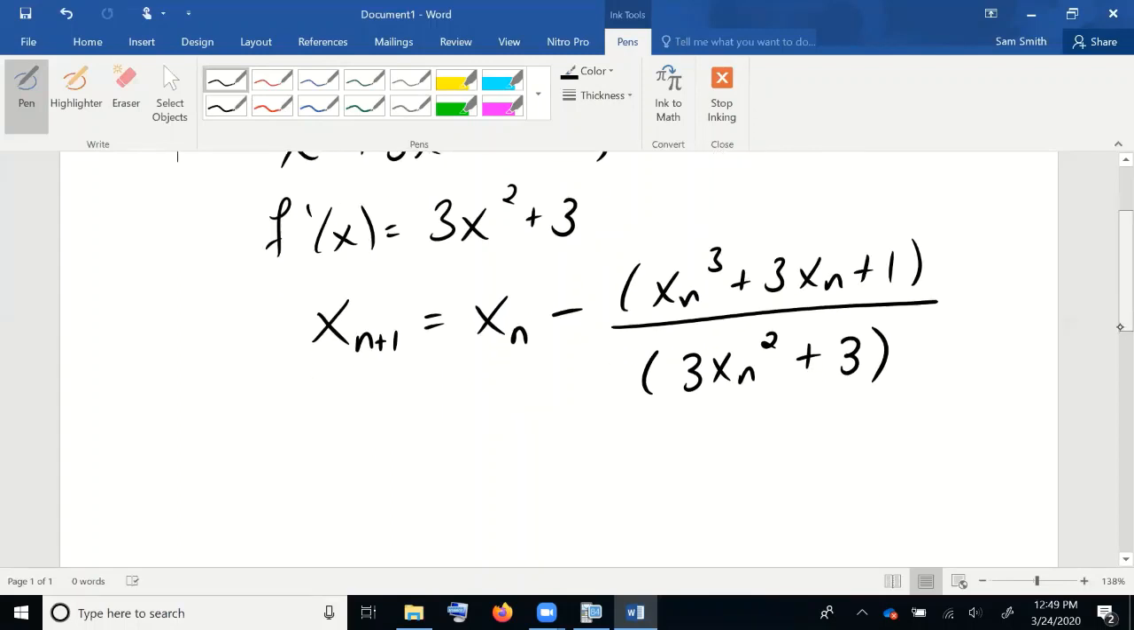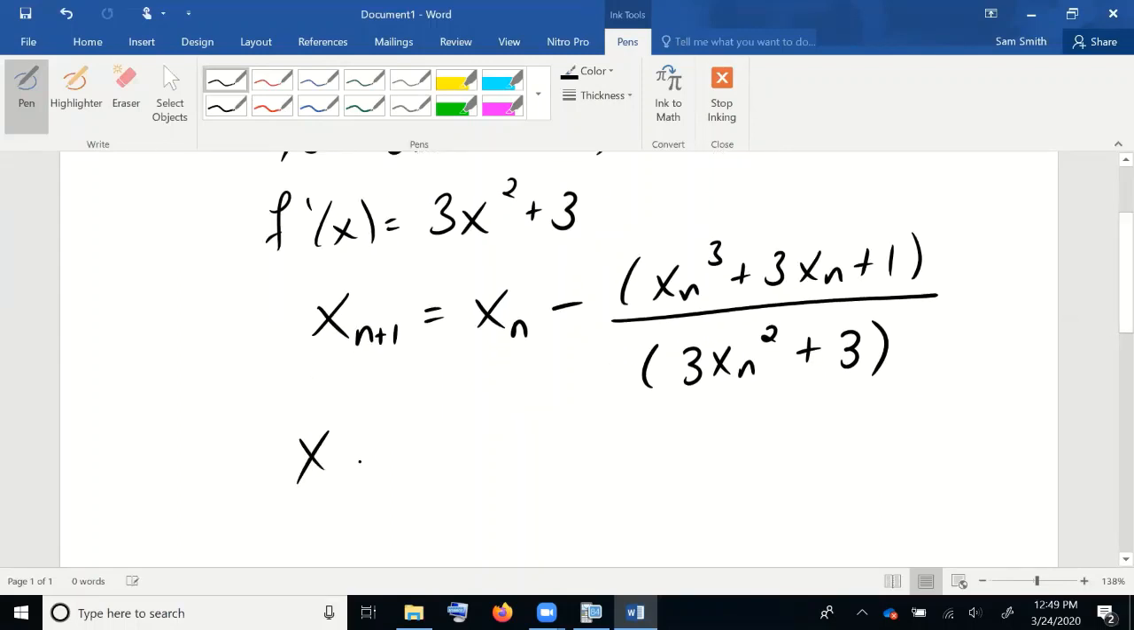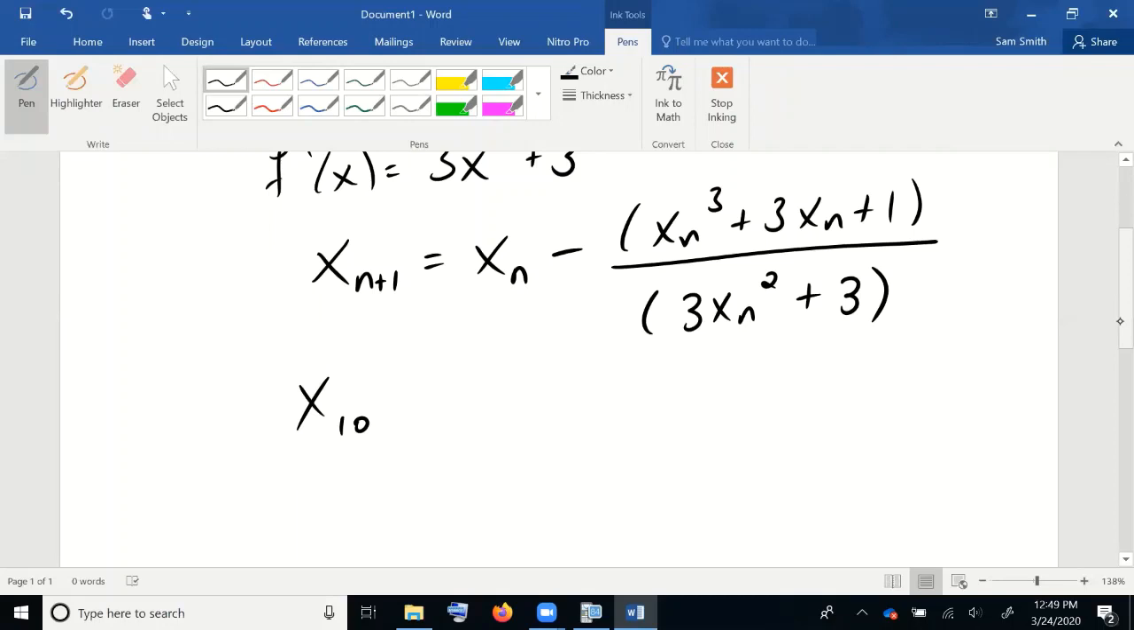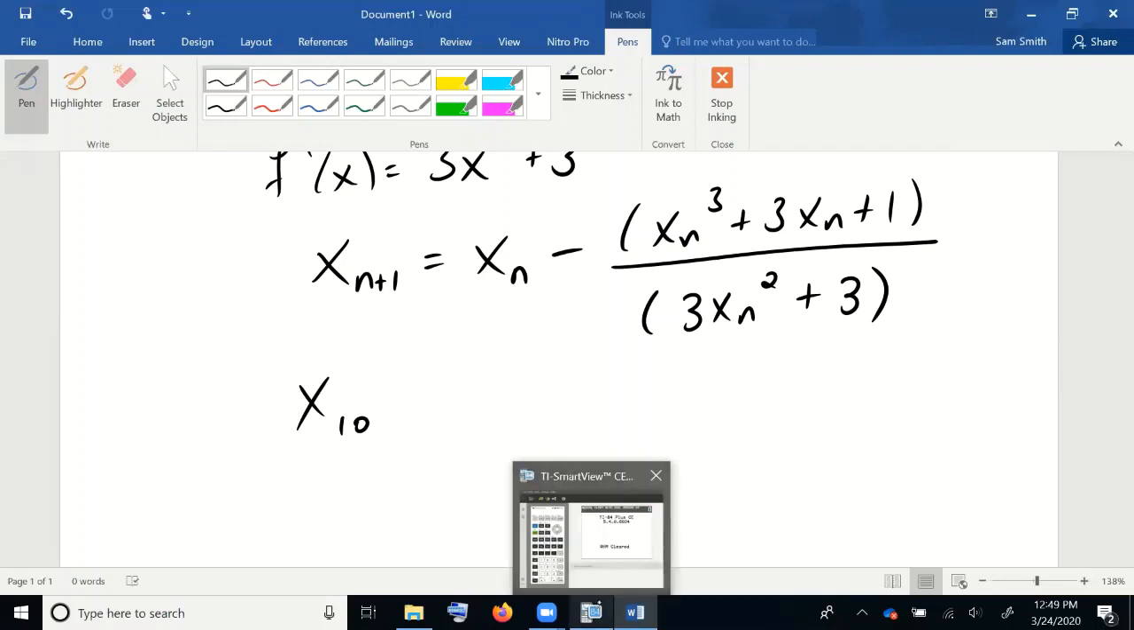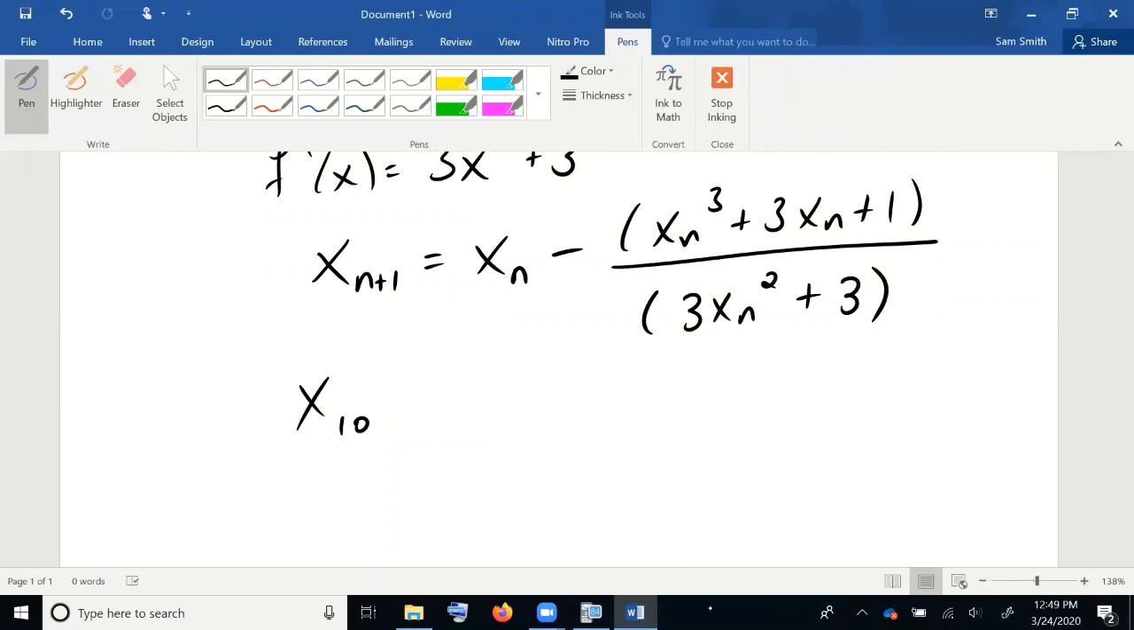Now, in theory, if you wanted to get, for example, x sub 10, you would have to run this calculation a total of 10 times. And even then, you may still be relatively far away from the actual solution. So let us go over to the graphing calculator, the TI-84, and let's talk about a slightly simpler way to get very close to the root very quickly.